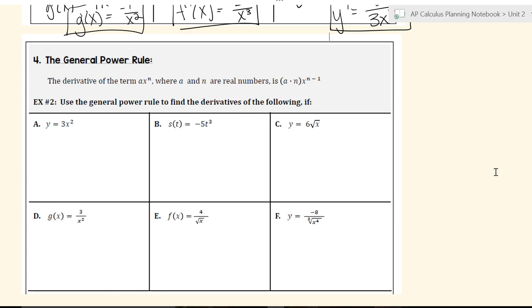Whenever we have a coefficient, it stays the same. We're just going to keep on applying this. We're just going to be multiplying that in by whatever was previously there. So what this becomes, y prime equals, this 2 gets multiplied by that 3. So this is going to be 6x. Reduce that exponent by 1.